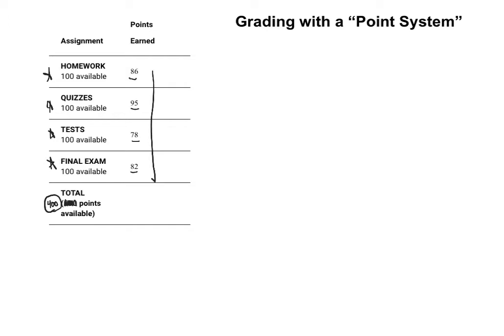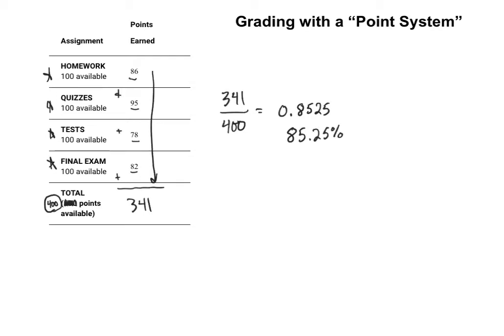So if we find the sum, we add up all the points that this individual earned. The total points that this individual earned was 341. Now there were 400 points available. So 341 points out of the total of 400. We know that that can be turned into a decimal, which we get 0.8525. And as a percent, this is an 85.25%.